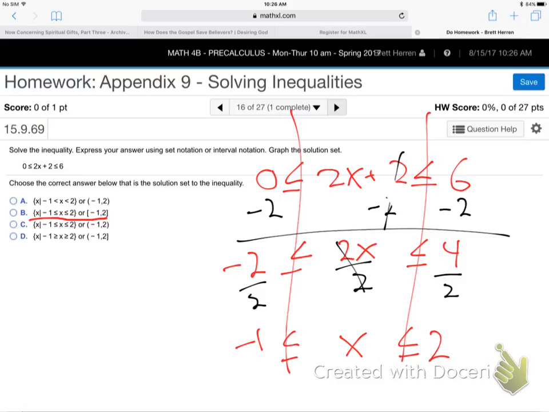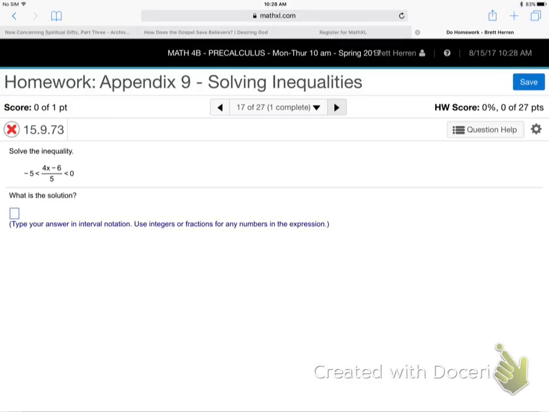So whatever you do to one part, you do to all 3. Let me show you fast. So -5, 4x minus 6 over 5. Okay. So there we go.